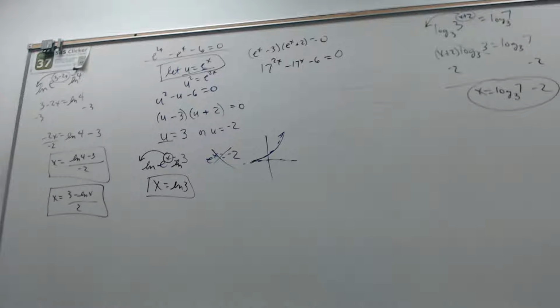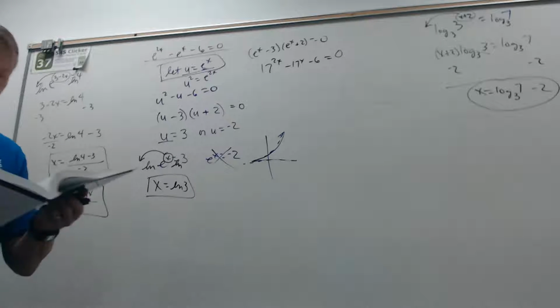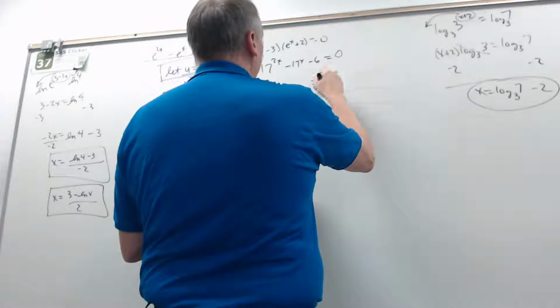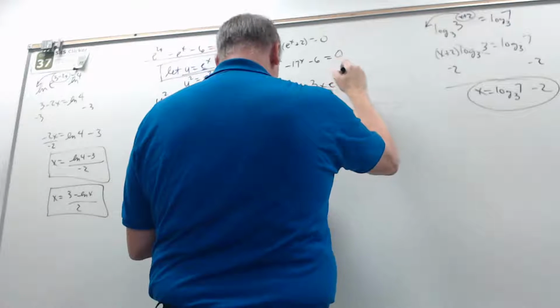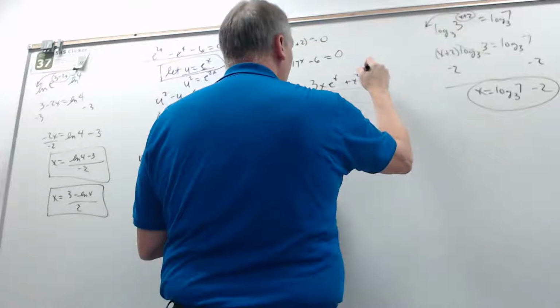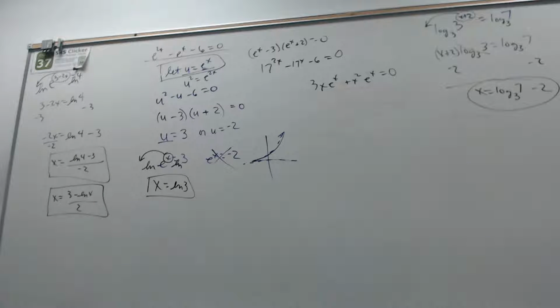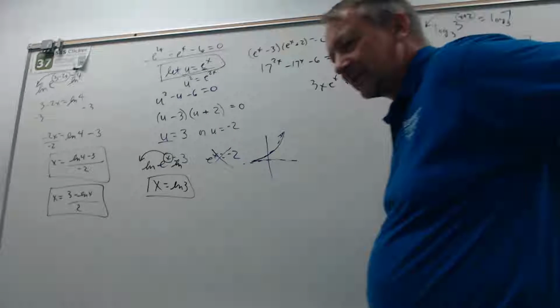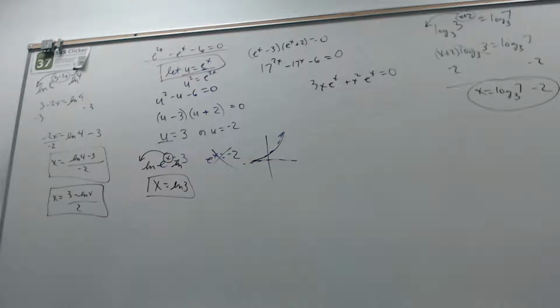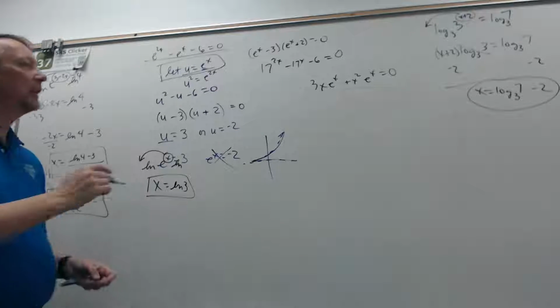All right then, how about another good one. 3x e to the x plus x squared e to the x equals 0. Now you're all thinking, man, I hope he doesn't call on me. Christian, what do you think? I can't take the ln of it to start because I've got this plus in the way.